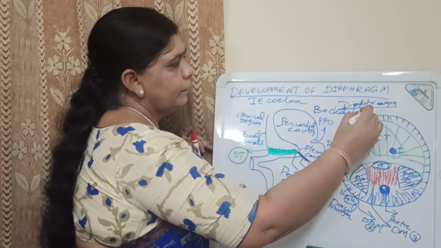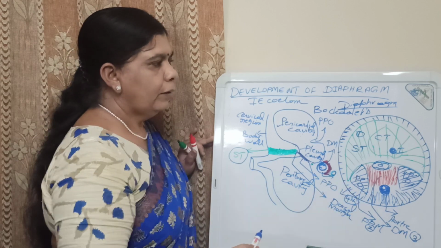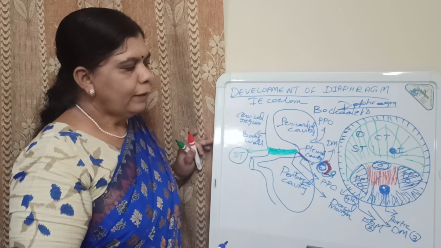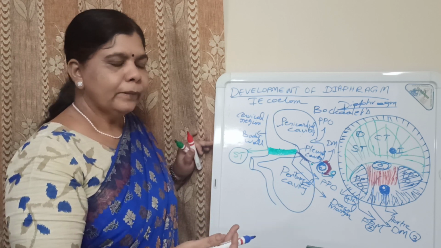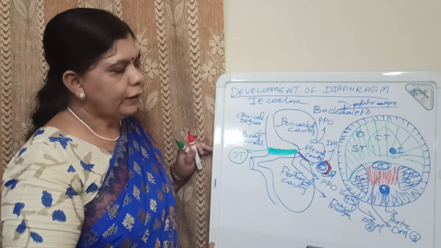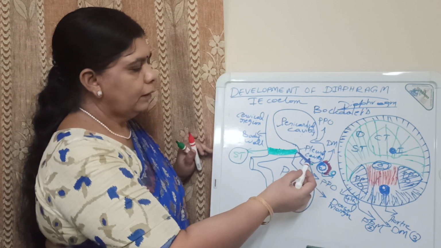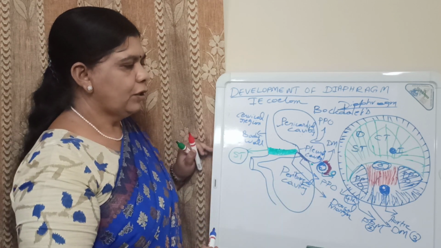Bochdalek's hernia occurs because of defective formation of the pleuroperitoneal membrane. This membrane may not be formed on both sides or sometimes on one side. Usually the left side defect is common. So what will happen? Just think, the pleural cavity and peritoneal cavity are communicating with each other.